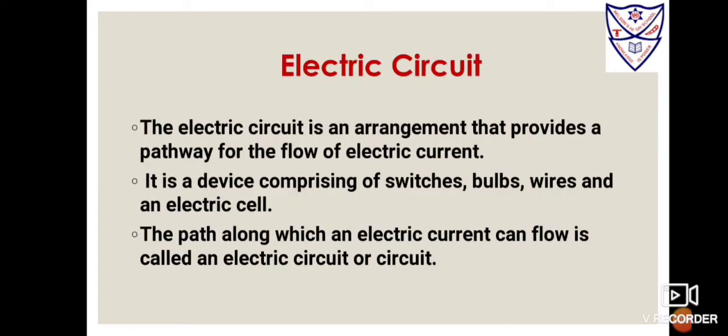Electric circuit. The bulb glows only when there is a flow of electricity. The flow of electricity is known as electric current. When we connect one terminal of the cell to the other terminal of the cell through a bulb, we create a closed path and the bulb glows. The path along which the electric current can flow is called an electric circuit.